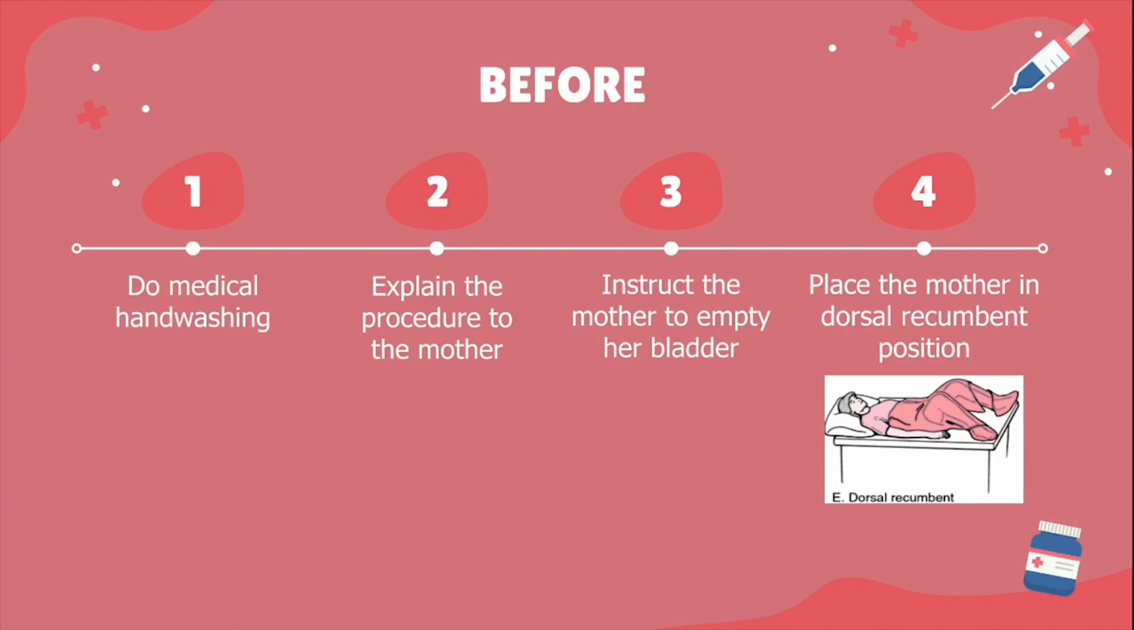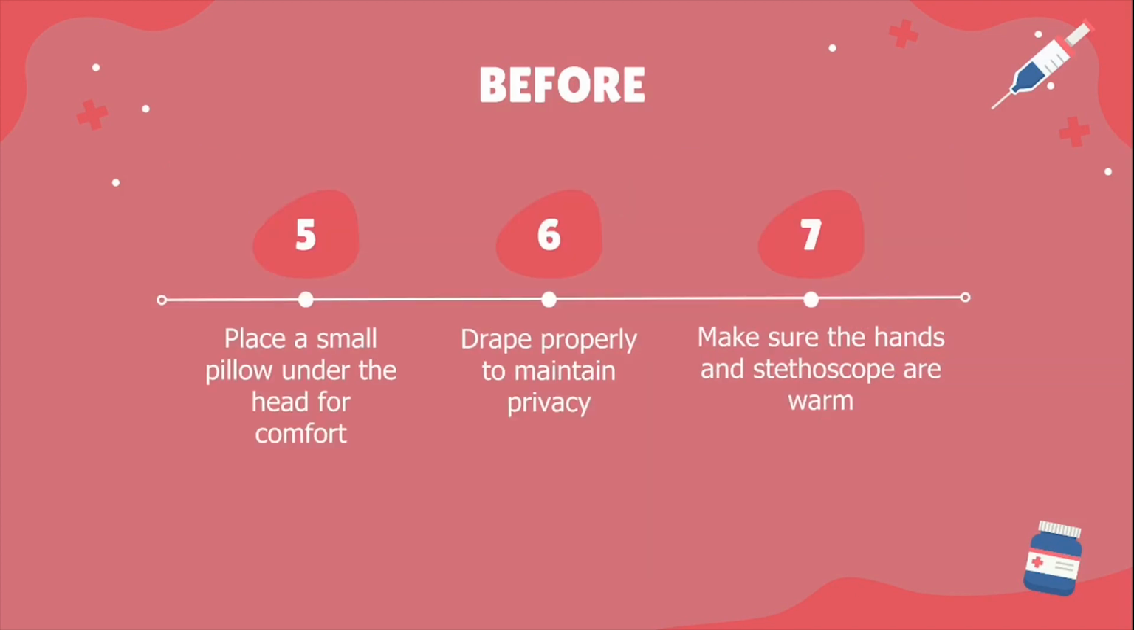Fourth is to place the mother in a dorsal recumbent position. It is supine with knees flexed to relax abdominal muscles. Dorsal recumbent position is where the patient lies on the back with the lower extremities moderately flexed and rotated outward. Fifth is to place a small pillow under the head for comfort. Sixth is to drape the patient or the mother properly to maintain privacy.